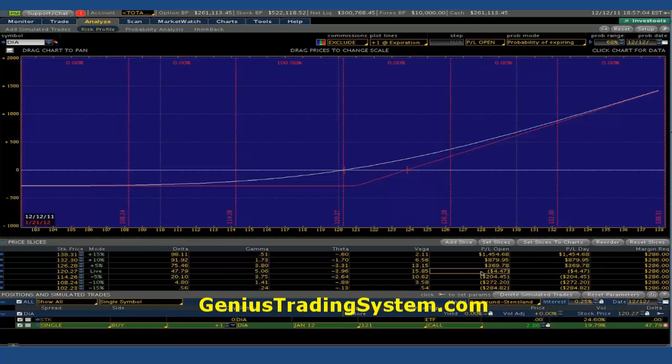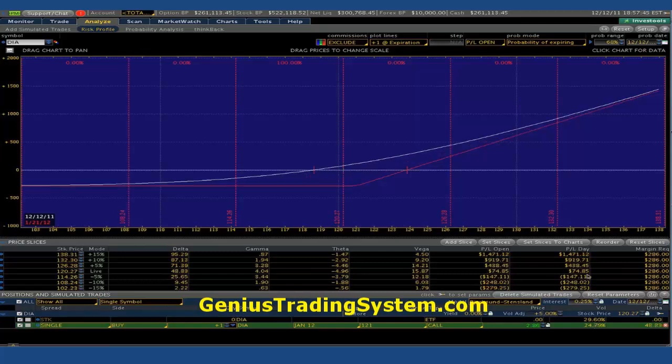Right now, as this option is priced, the diamond ETF is priced at 120.27. That's the live price. We have a Vega of 15.85. So for this particular option, they're pricing it with an implied volatility of 15.85%, which is a fairly low volatility. So what happens if the volatility goes up by just 5%? I'm going to adjust this to 5%, and look what happens to our profitability of this option.